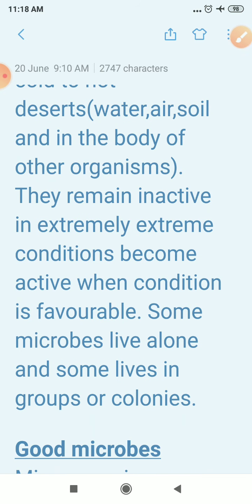In extreme conditions, they remain inactive, but when conditions are favorable to them, they become active. Some microbes live alone and some live in groups or colonies.